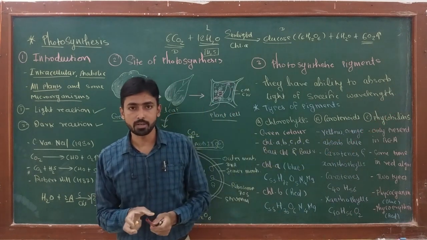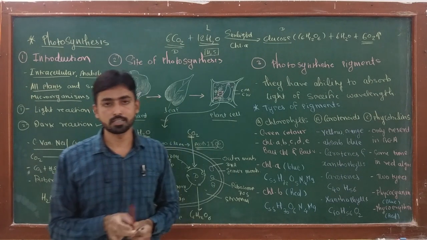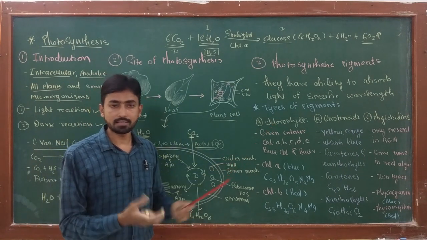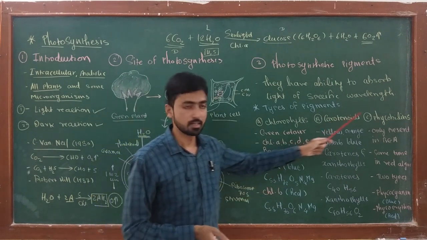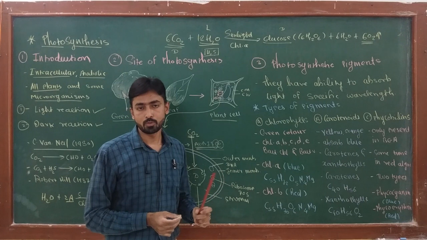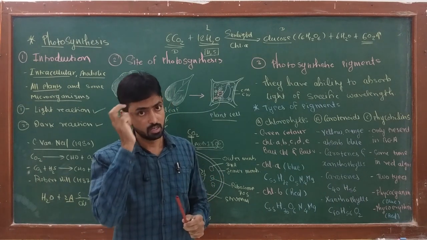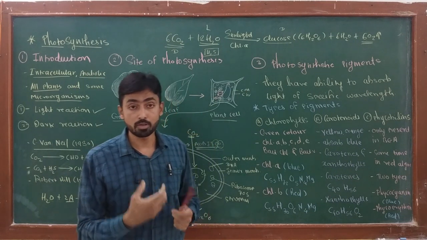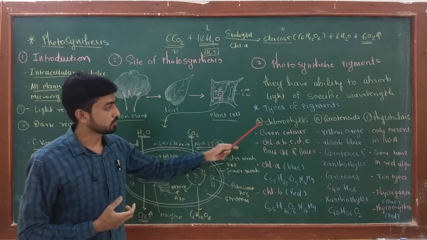The essential or major pigment in the plant which takes part in photosynthesis is chlorophylls, followed by accessory pigments like carotenoids and phycobilins. Chlorophylls are green in color. Why do we generally observe plants and they look green? Because the plant has this chlorophyll pigment.